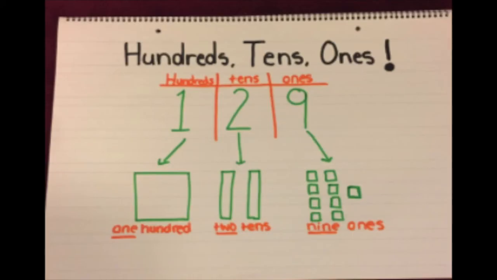So we're going to use that same strategy for a 3-digit number. We see here that our 3-digit number is 129. We see that the big square represents 100. We see that the 2 ten sticks represent 20. And we see that the 9 ones cubes represent 9.